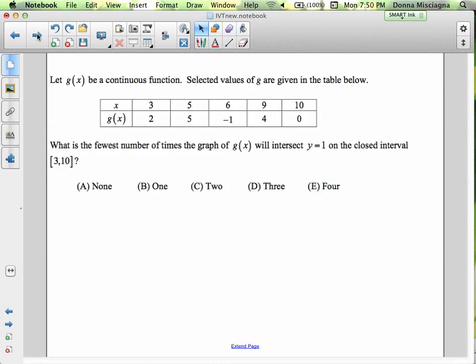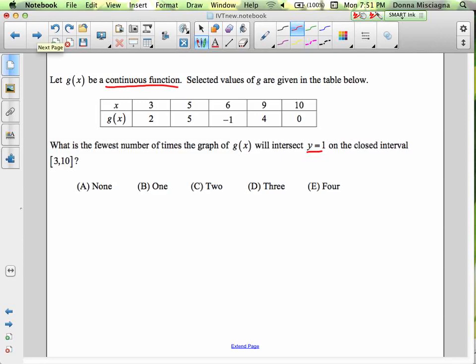Last question. Let g of x be a continuous function. Selected values of g are given in the table below. What is the fewest number of times the graph of g of x will intersect y equals 1 on the closed interval 3 to 10? All right, so now we're not looking for positive, negative. We're looking for, did you cross 1?